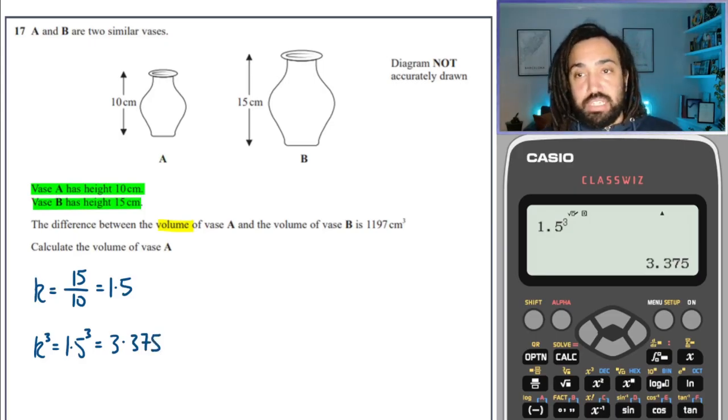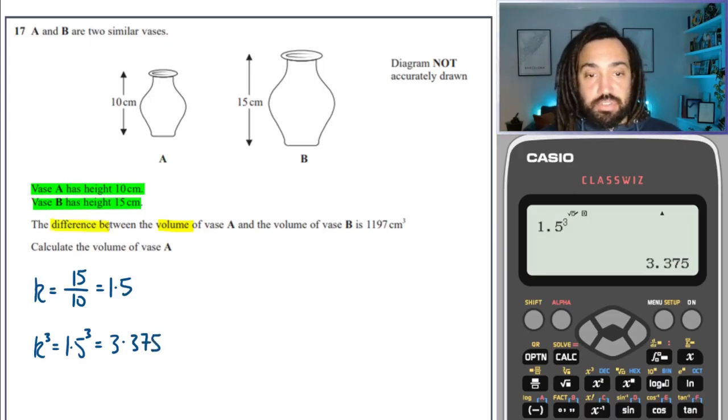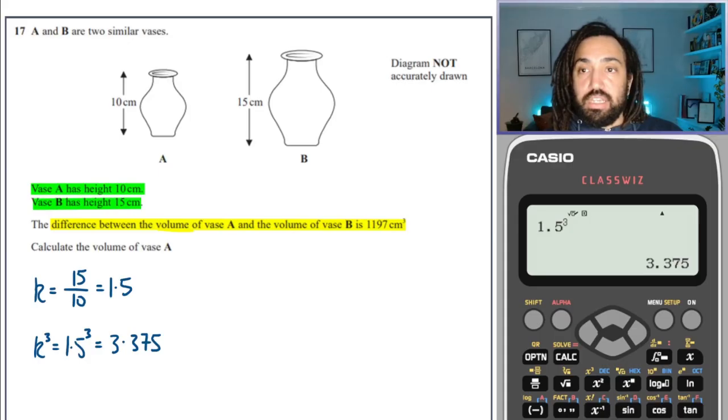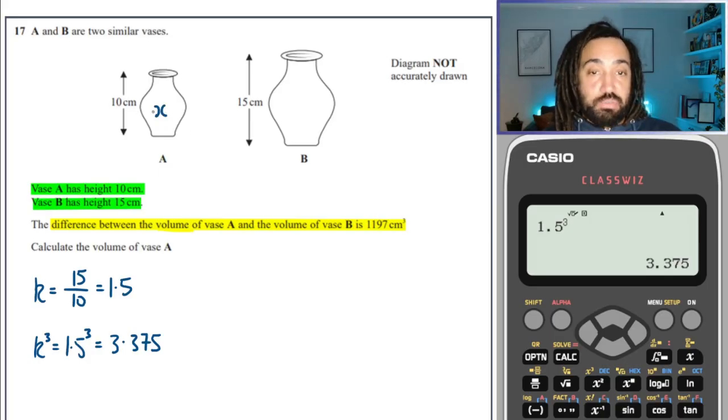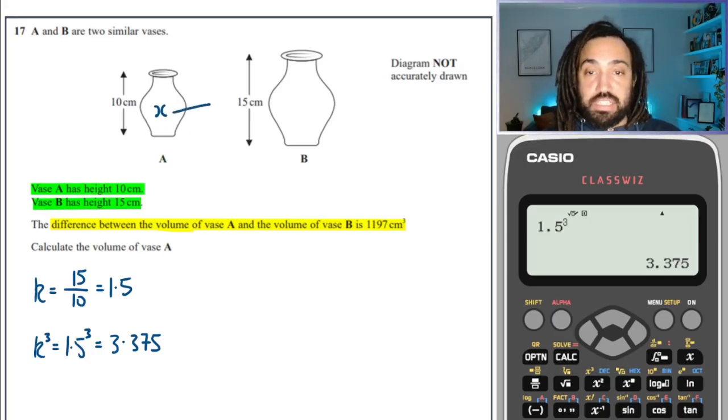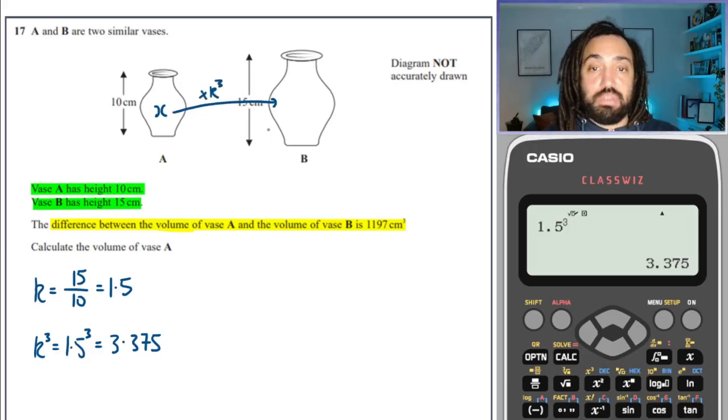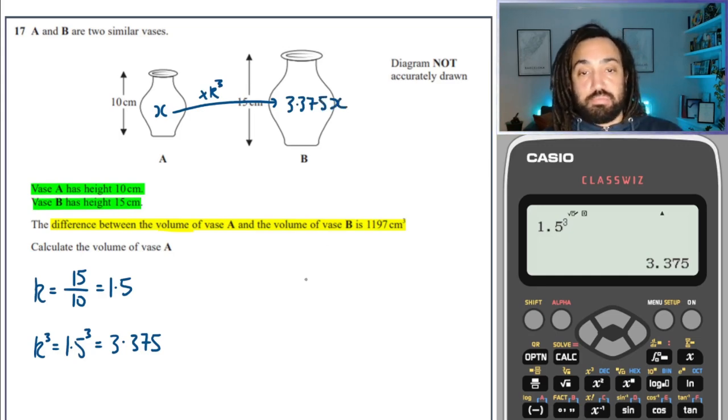Okay, now let's read the actual question. It says the difference between the volumes is equal to this. Okay, so we need to use a bit of algebra here. So let's call the smaller one x. The volume is equal to x, which means to get to the larger one, we've got to multiply by that scale factor for volume. So we'll get 3.375x will be in the larger one.